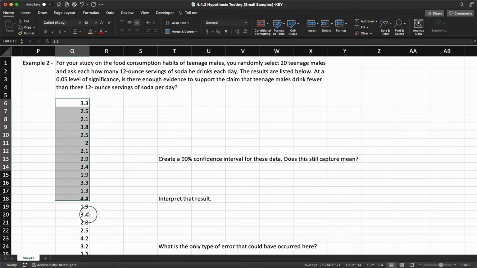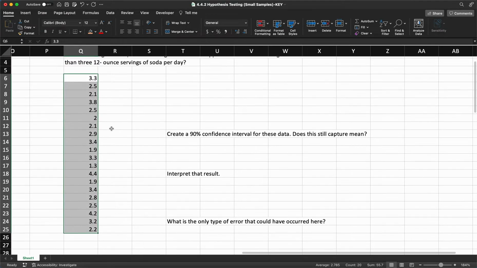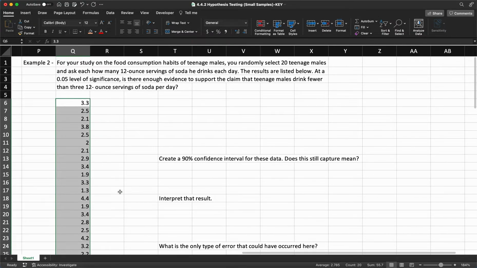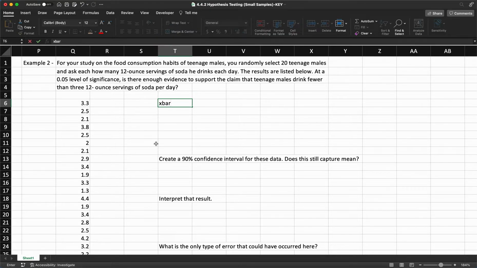So each of these is the amount of servings of 12 ounces of soda that each male drinks each day. You can see some are higher, some are lower, but they were randomly selected. So the only extra step in this problem would be that first we have to find the mean and the standard deviation. We have to find x bar, and we have to find my standard deviation.